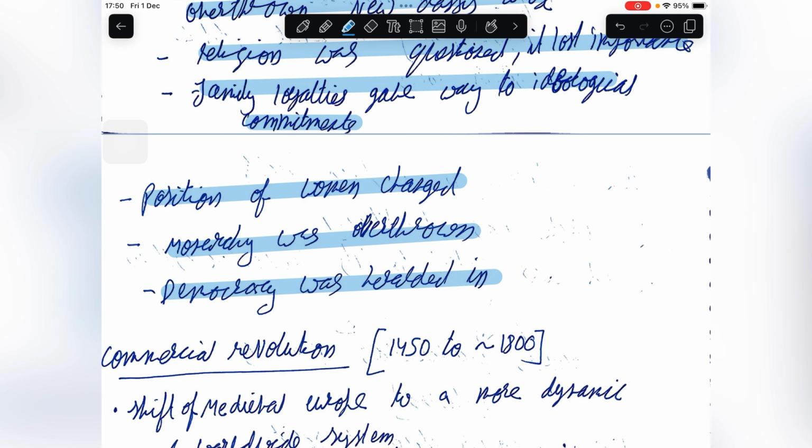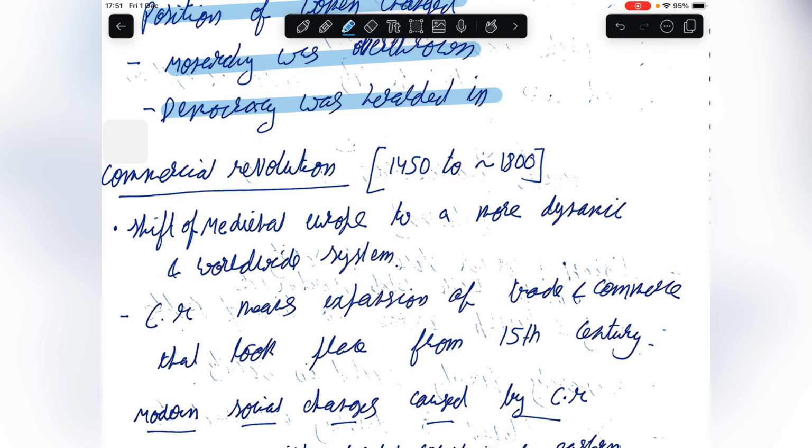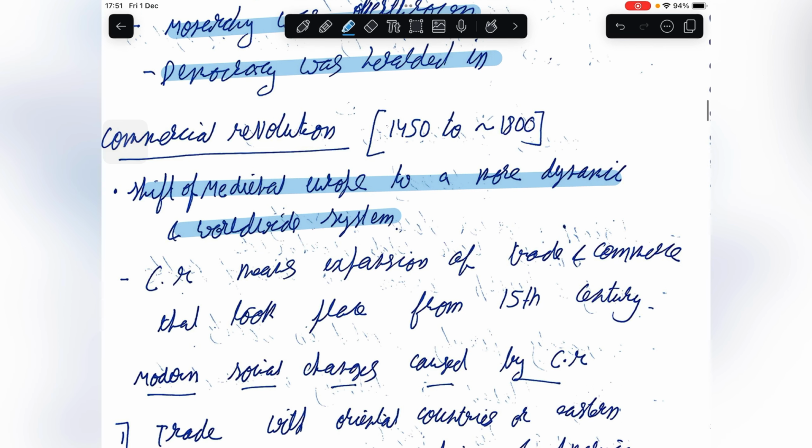Now the commercial revolution, between 1450 and approximately 1800. Let's talk about it. It was a shift of medieval Europe to a more dynamic and worldwide system. It shifted from medieval times to a dynamic and worldwide system. Commercial revolution means expansion of trade and commerce that took place from the 15th century. Basically, trade and commerce expanded and became worldwide. That's what commercial revolution is, simply put.